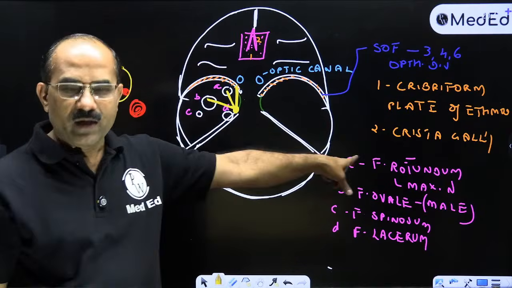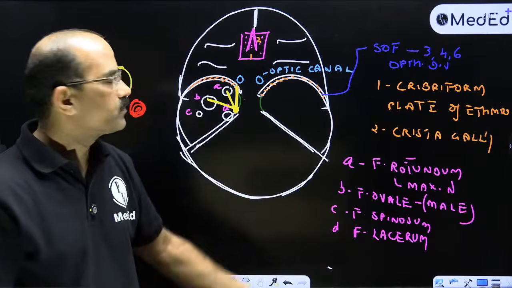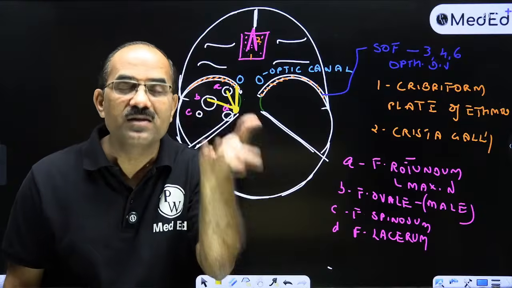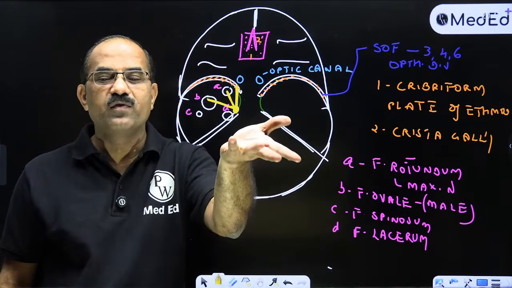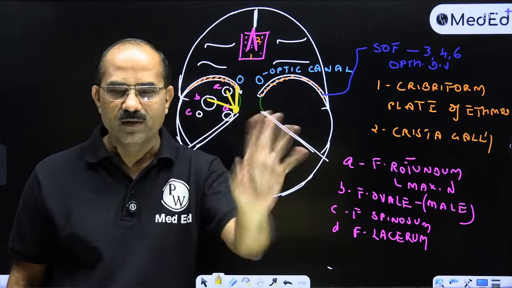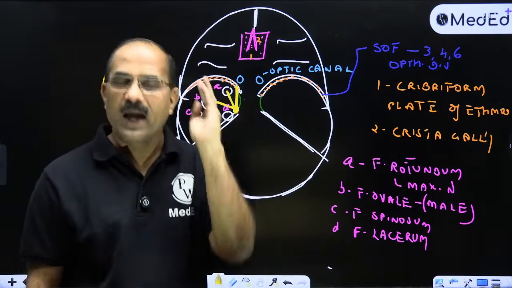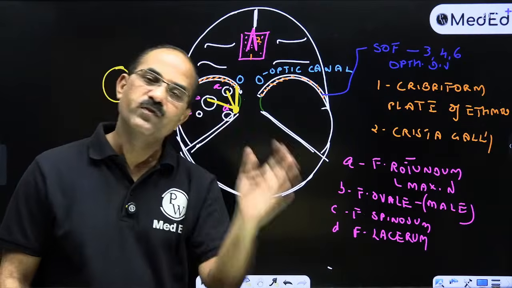So foramen rotundum से क्या जाएगा? Maxillary nerve. Foramen ovale से वो MALE mnemonic याद रखना. Don't tell this mnemonic to the teacher. What passes through foramen ovale? Sir, MALE. Don't say that. Okay. So that is just for you. Mandibular nerve, accessory meningeal artery, lesser petrosal nerve, emissary vein.